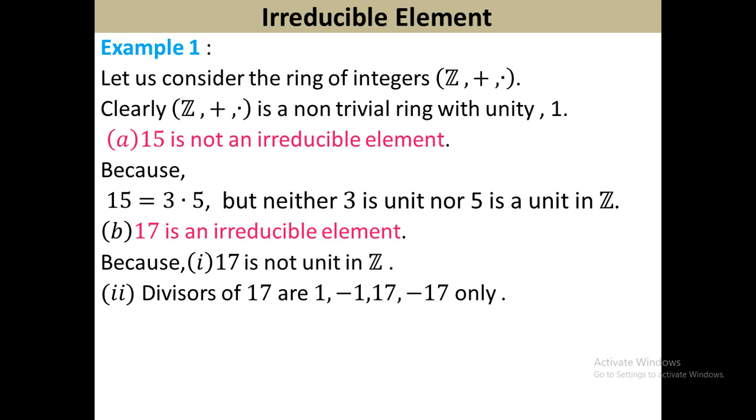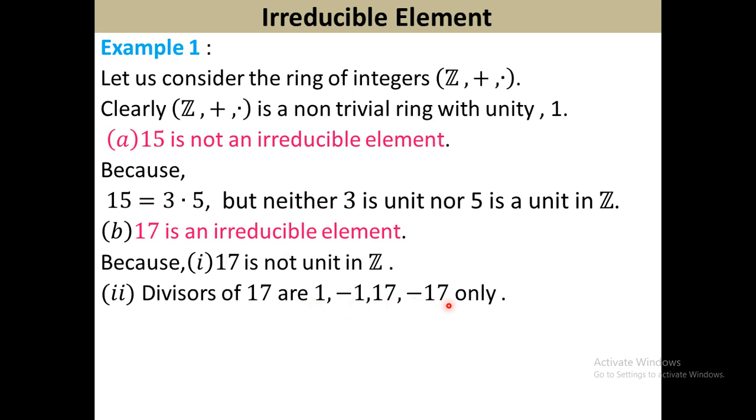You see that 1 and minus 1 are units. The multiplicative inverse of 1 is 1, and the multiplicative inverse of minus 1 is minus 1, because minus 1 into minus 1 is 1, that is unity. 17 is not a unit, but 17 is an associate of 17, because 17 equals 17 into 1, and 1 is a unit. Similarly, minus 17 is not a unit, but minus 17 equals 17 into minus 1, that is, 17 into some unit.